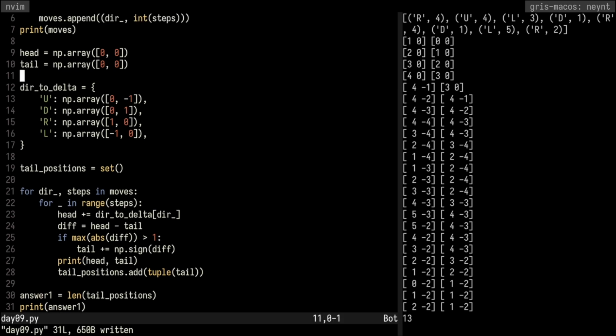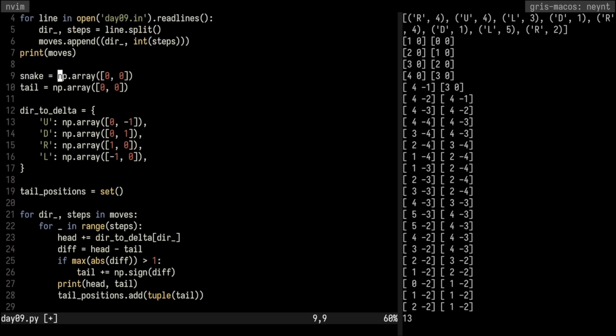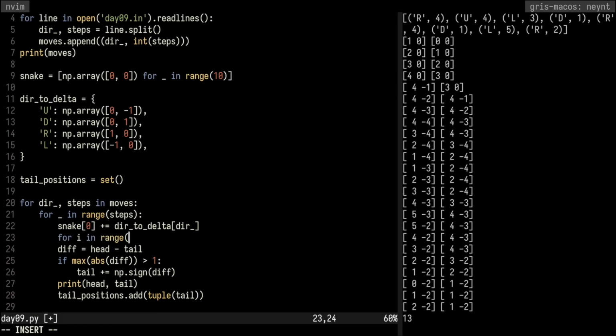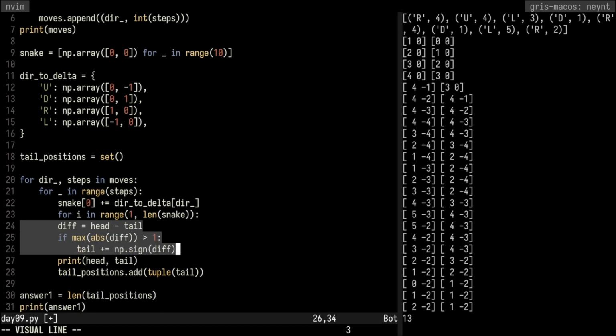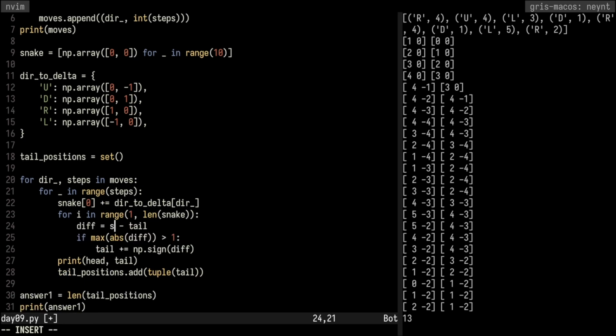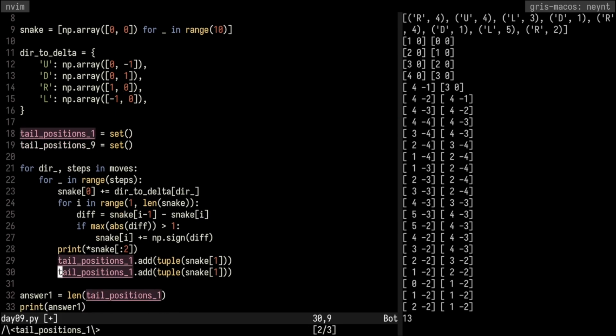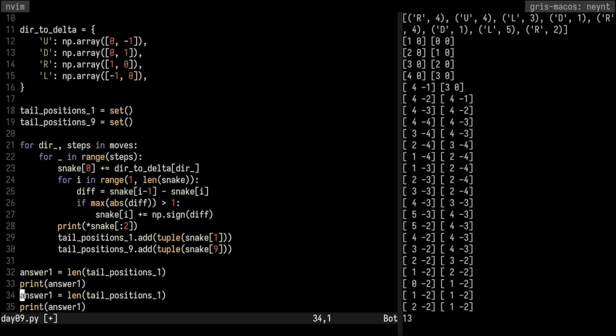In part 2, the snake grows to 10 units long. We change our representation to a list of the segments in the snake. Now, in our loop, we do the same check, but for each pair of segments in the snake's body. We keep track of the positions occupied by the tip of the snake's tail. And that gives us the answer to part 2.